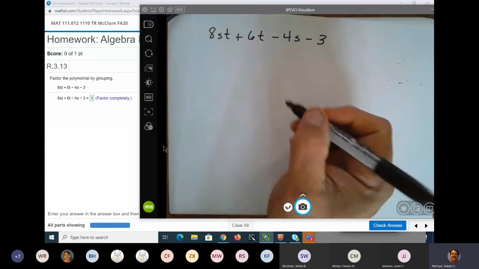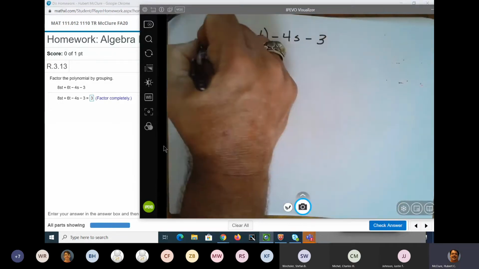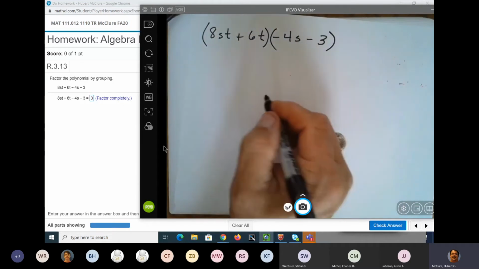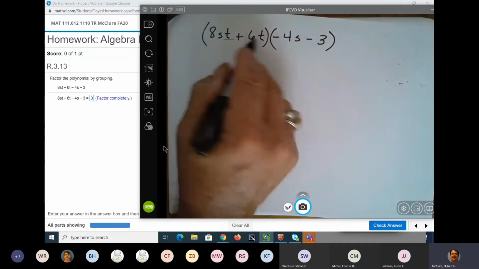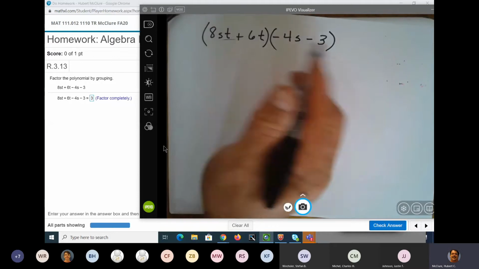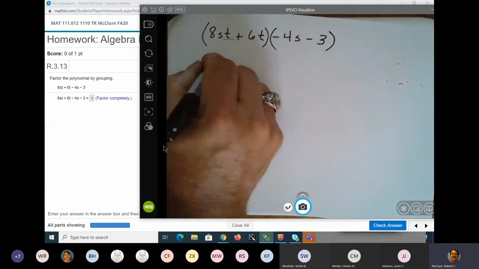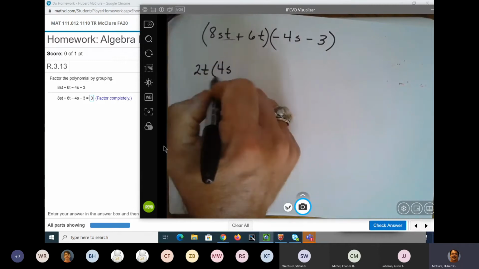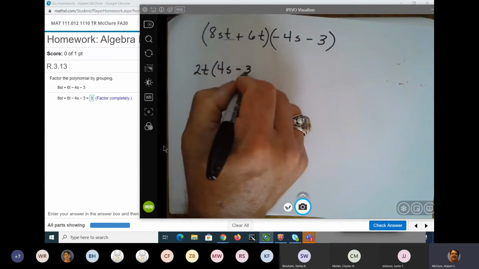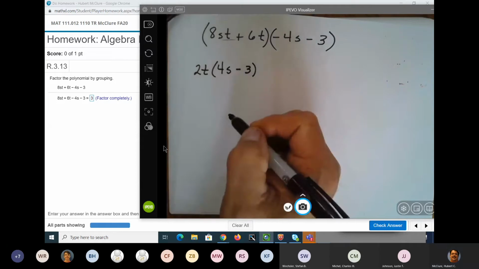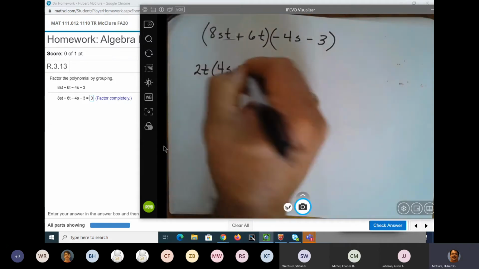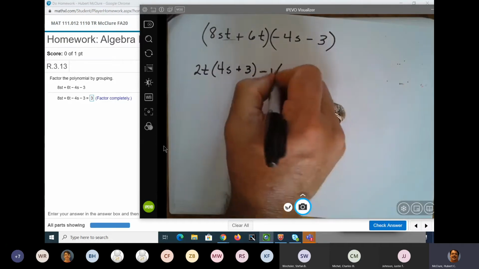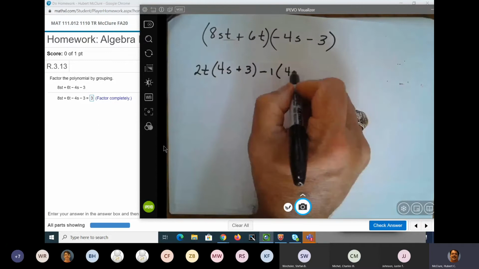And I'm going to group the first two, and I'm going to group the second two. That's what's called grouping. And what's in common with these two? Well, looks like 2t. 2t, and that's going to leave 4s minus 3. Plus 3, thank you. And then factor out a negative 1, and that's going to leave 4s plus 3.